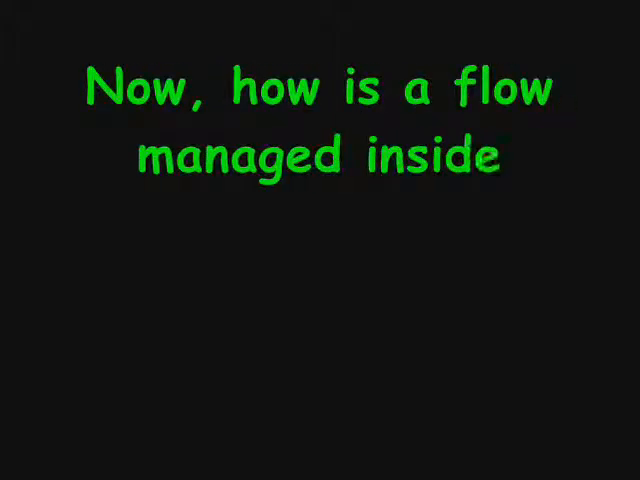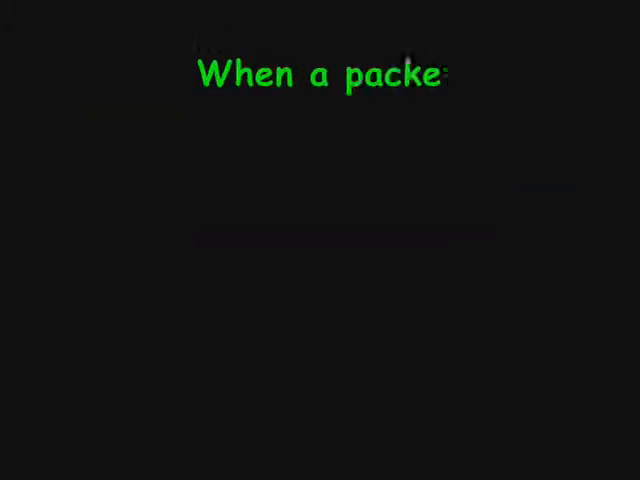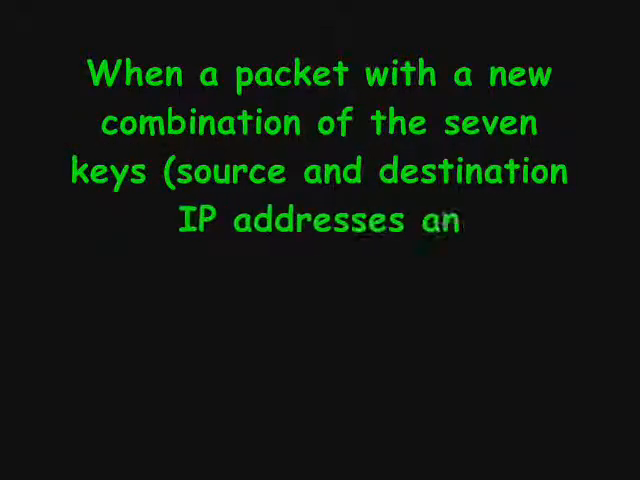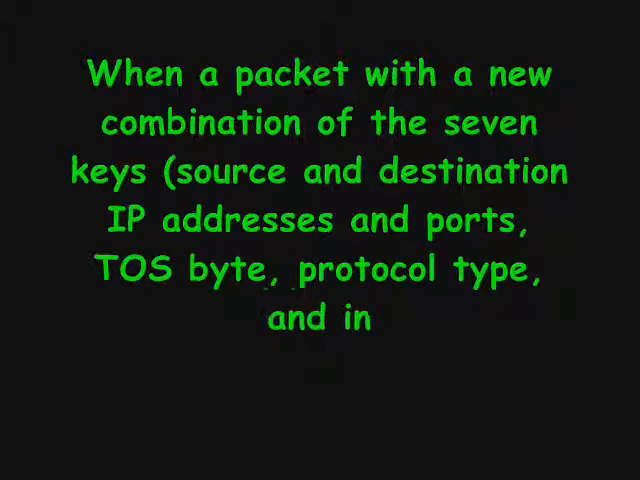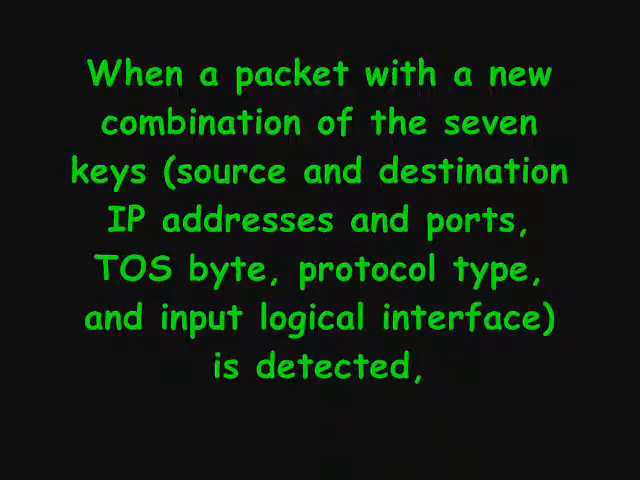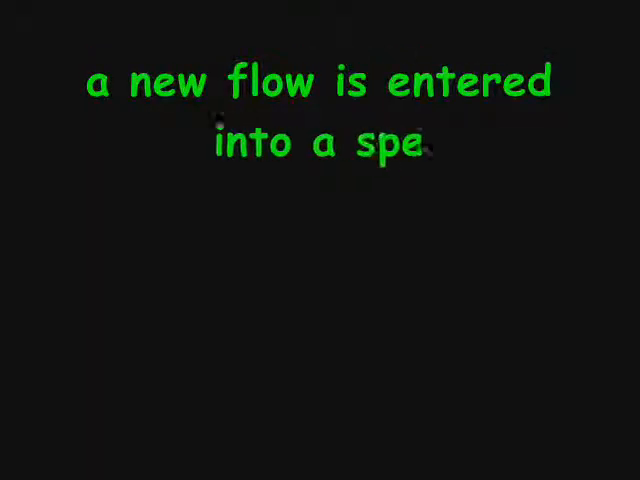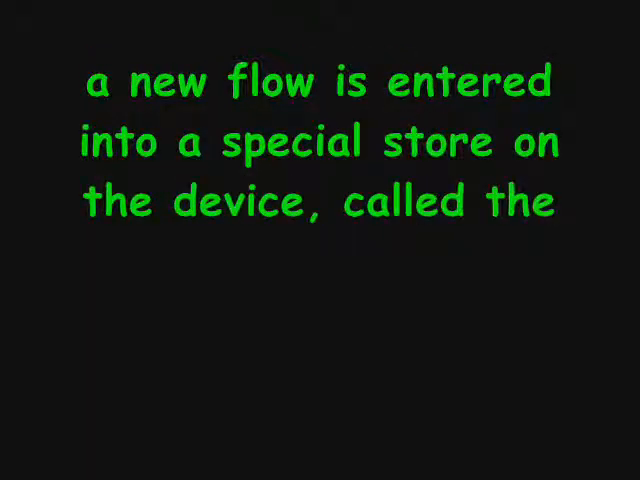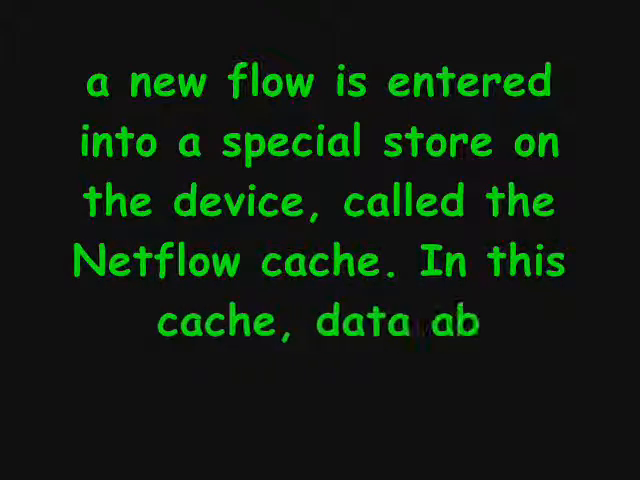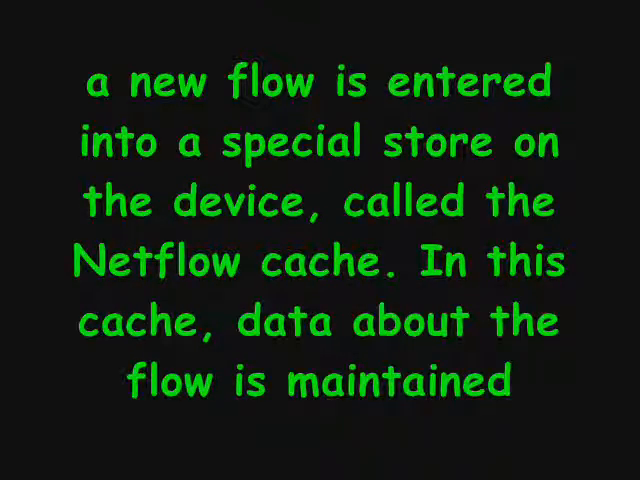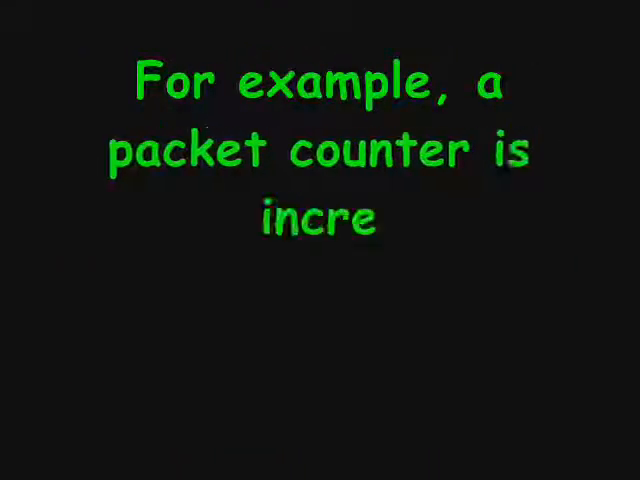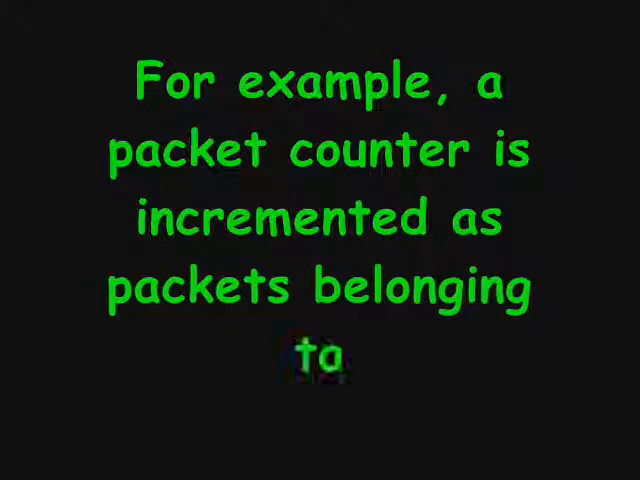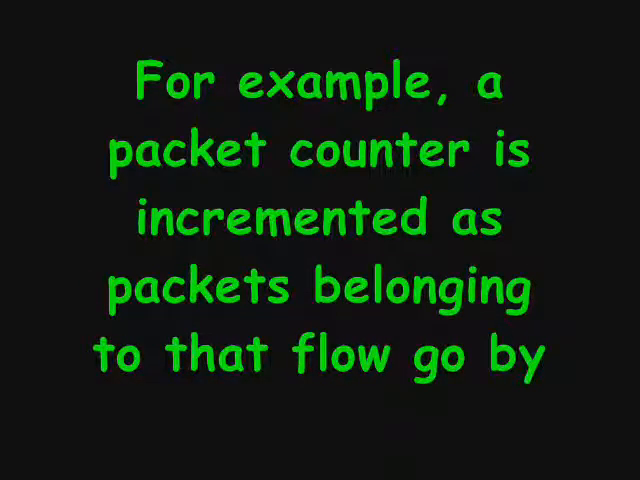Now, how is the flow managed inside the router? When a packet with a new combination of the 7 keys, source and destination IP addresses and ports, TOS byte, protocol type, and input logical interface is detected, a new flow is entered into a special store on the device, called the Netflow cache. In this cache, data about the flow is maintained. For example, a packet counter is incremented as packets belonging to that flow go by.